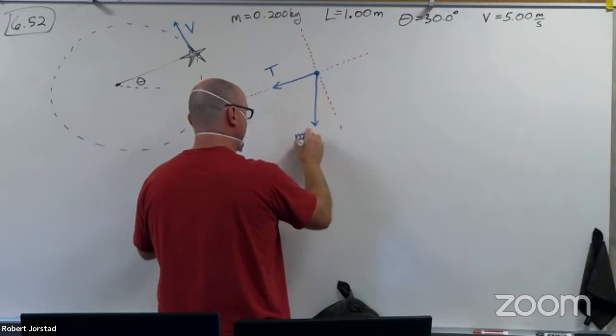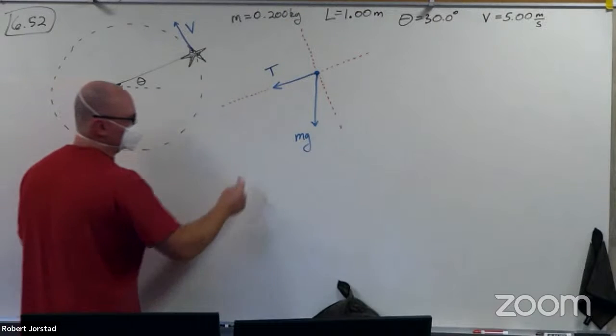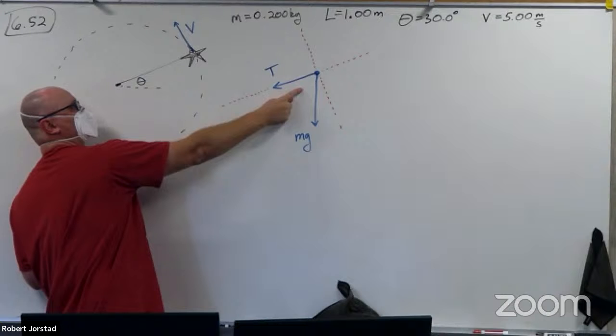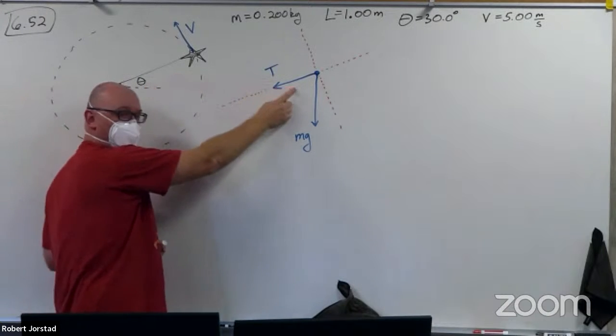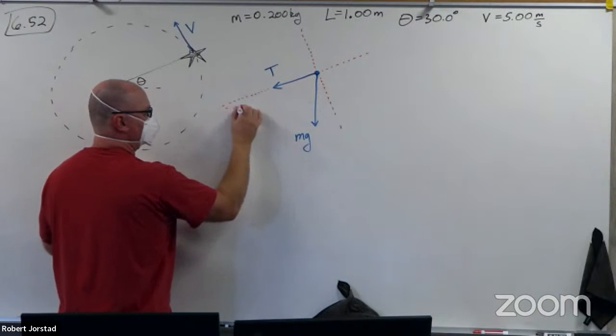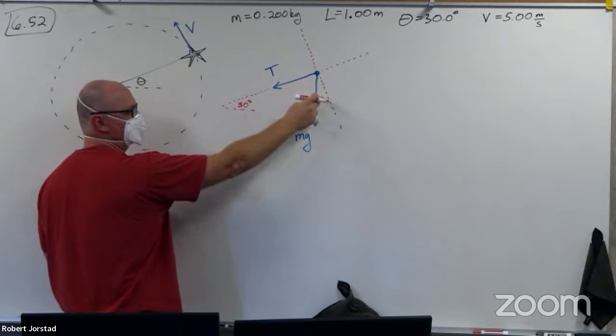Just so I can see it better. Well, what's this angle right here that I'm pointing at? 30. This is 30. This should be 90 minus 30. Do you see the triangle? So this part would be 30. So this would be 60. So what's this one? 30.